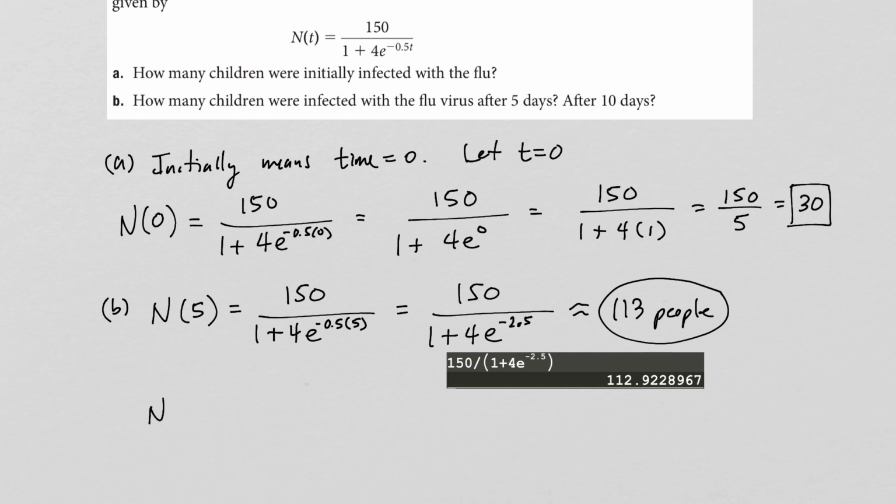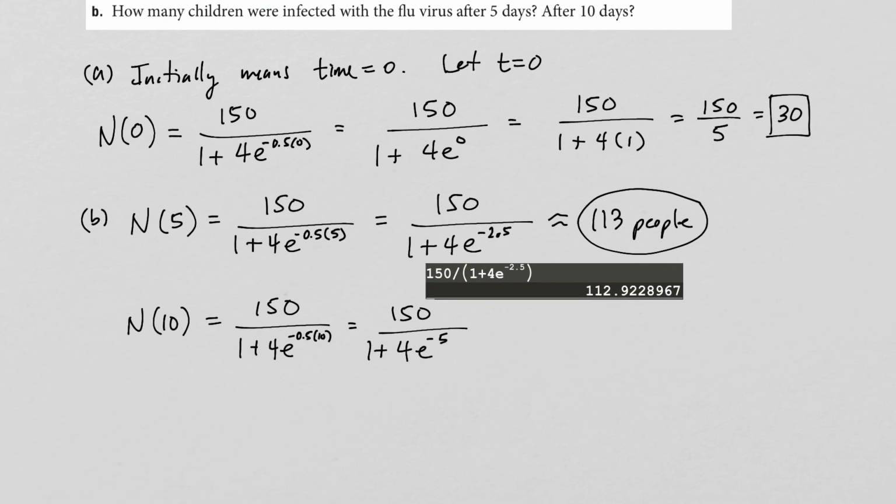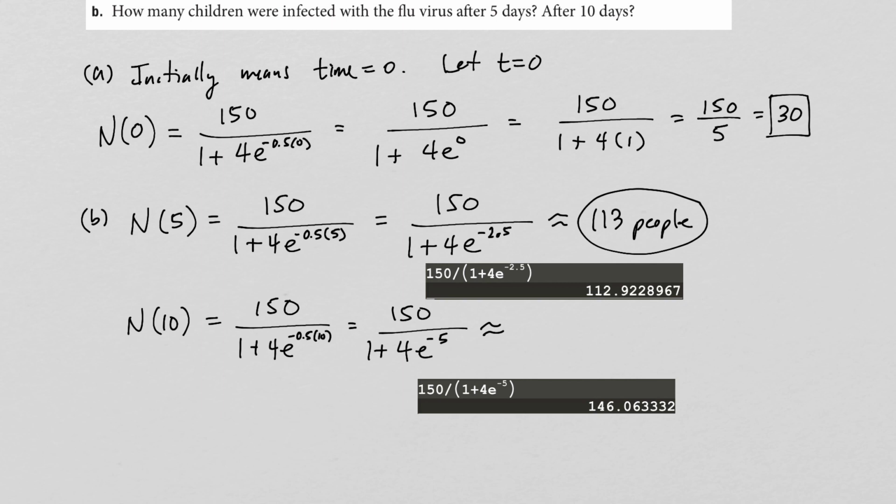Now, if you want to know the number of people infected after 10 days, all we have to do is plug in t equals 10. And when we plug in t equals 10, it looks like this. And I can do this first part without a calculator. Let's see, we have 1 plus 4e to the power negative 0.5 times 10, which is negative 5. And we could also plug this into a calculator. And you'll notice that when we do that, we get approximately 146 people. So after 10 days, there are 146 people infected.